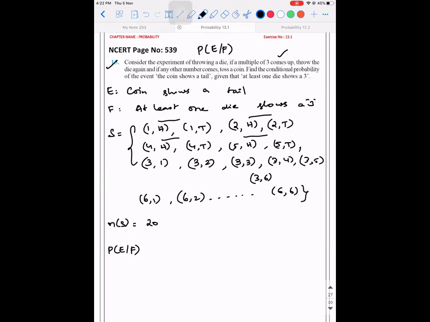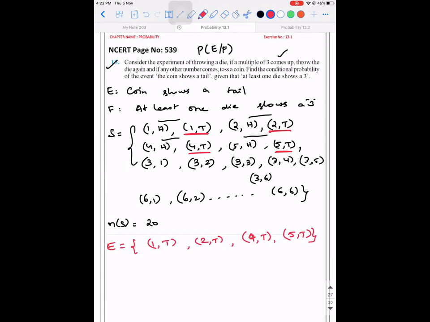So coin shows a tail. I'm using red color. Okay. 1, 2, 3, 4. I will write E. So what is the set E? It is 1 comma tail, 2 comma tail, 4 comma tail, and 5 comma tail. So at least one die shows a 3.